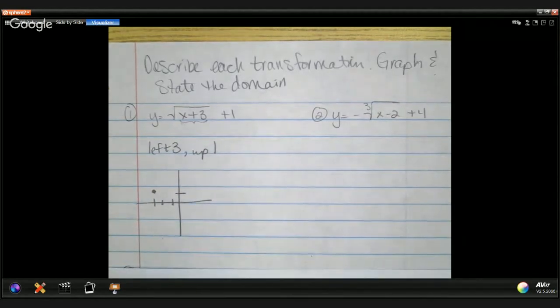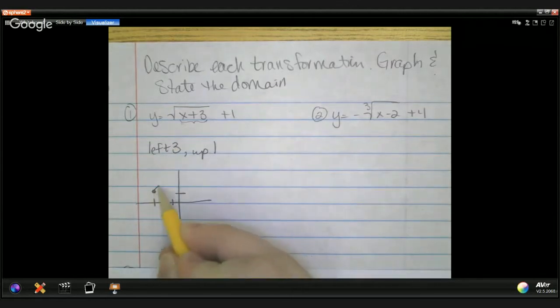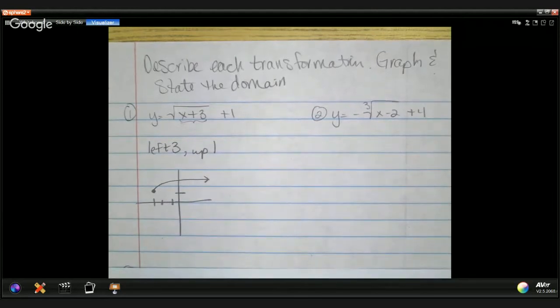That's the point when you graph it. I need to be able to know that it came from this transformation. Now, a square root, you should remember, kind of goes up and flat. And so that's the graph.